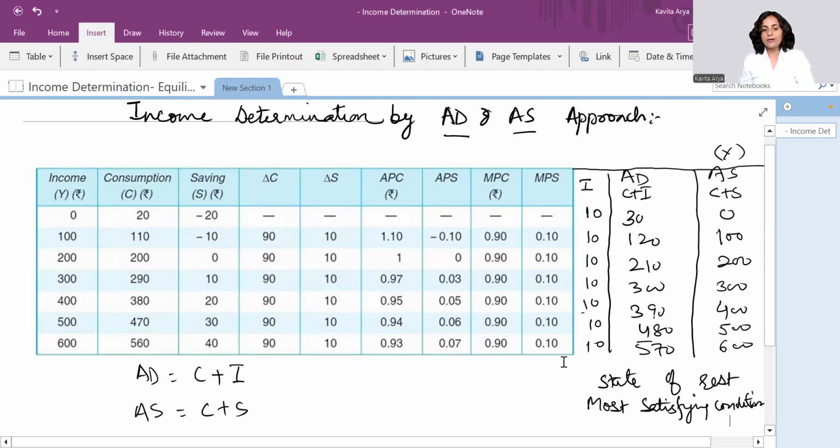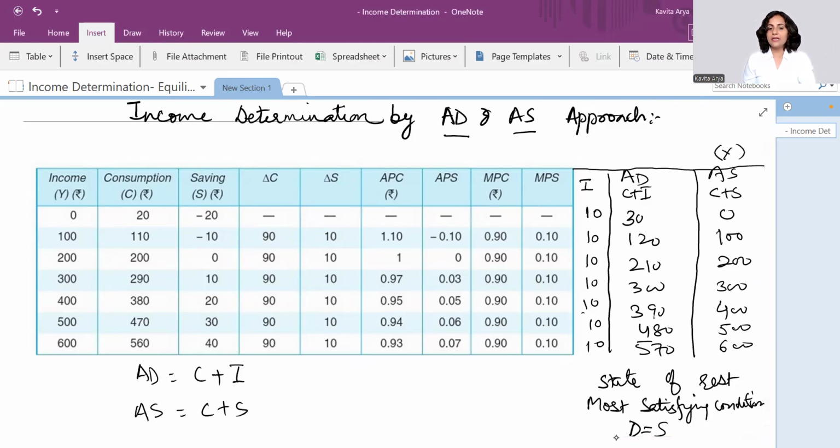In our microeconomics, where did we have that equilibrium? Equilibrium was attained where D was equal to S. But this is macroeconomics, so we have the equilibrium obtained at AD equal to AS. The condition where AD is equal to AS. So that is our condition of equilibrium.